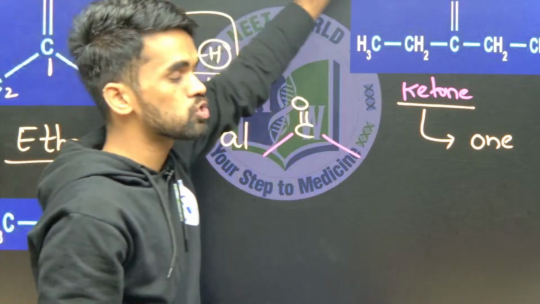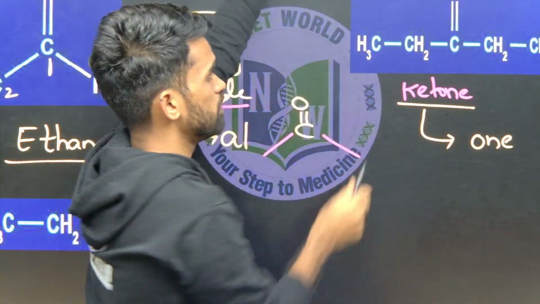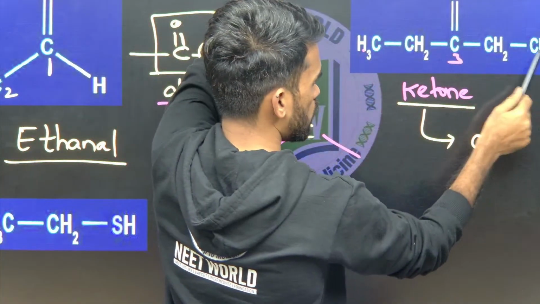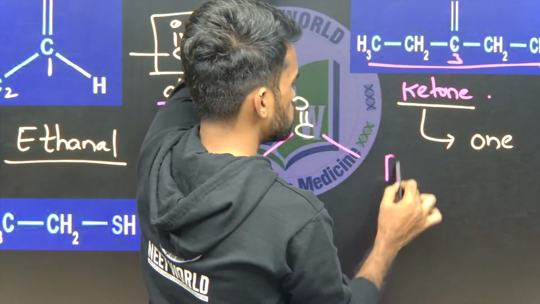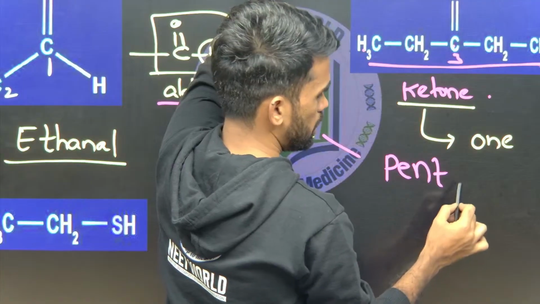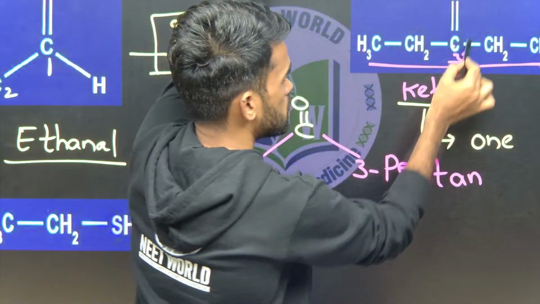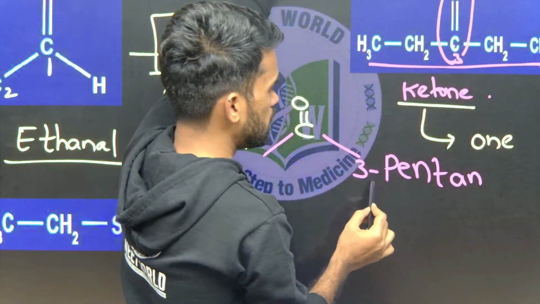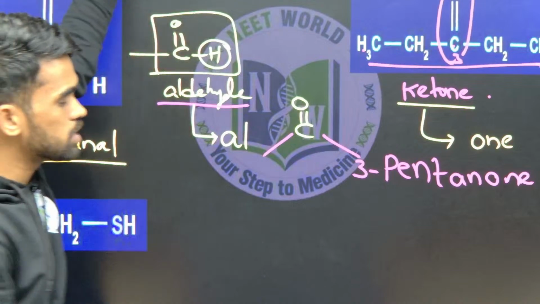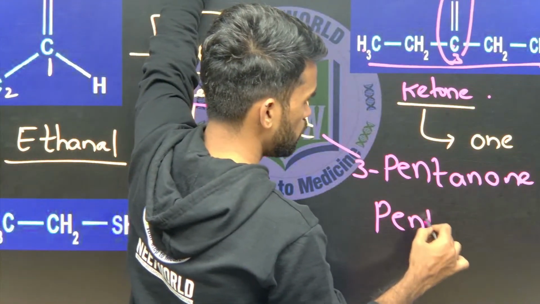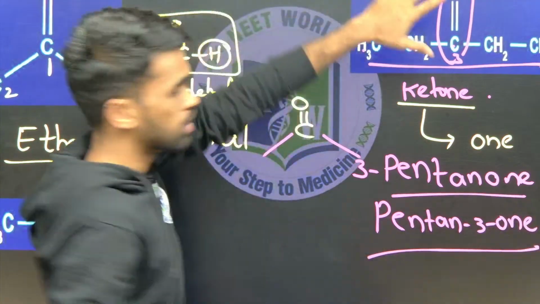And now tell me what is the name of this compound here. You can number from wherever it gives the lowest number. If I go from here 1, 2, 3, from here also 1, 2, 3, so both sides are fine. Totally 5 carbons are there, pent, pentane. What is the position of this double bond O, the carbonyl group? 3. So you can write it as 3-pentanone, or you can simply write pentane-3-one. This is the way of writing the name of this ketone functional group.